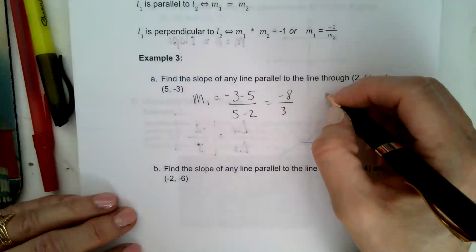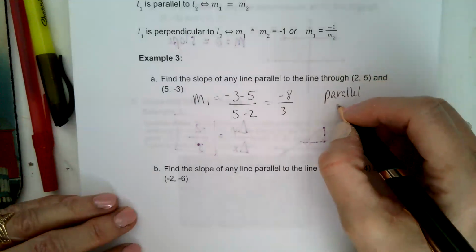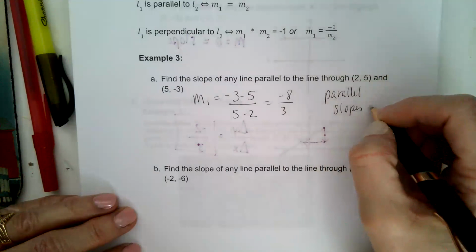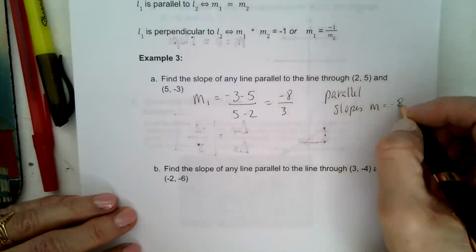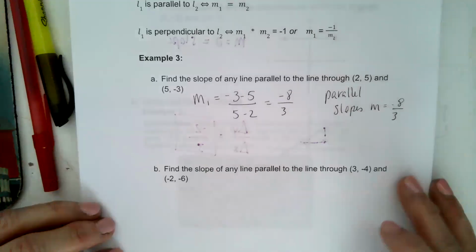So parallel slopes would also be -8 over 3 because parallel lines have the same slope.